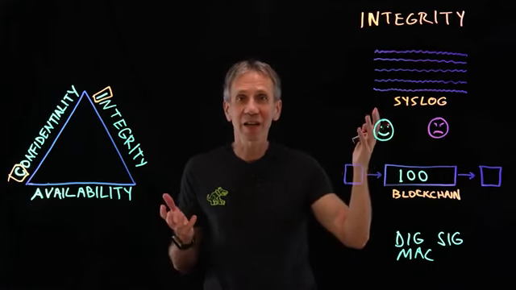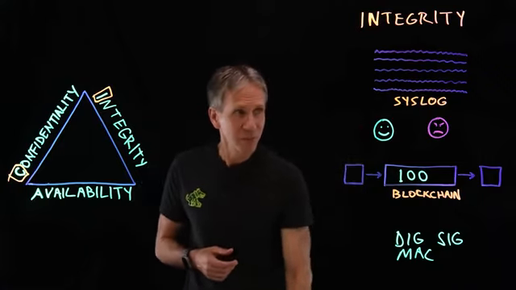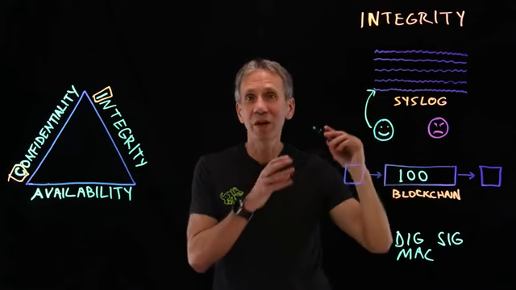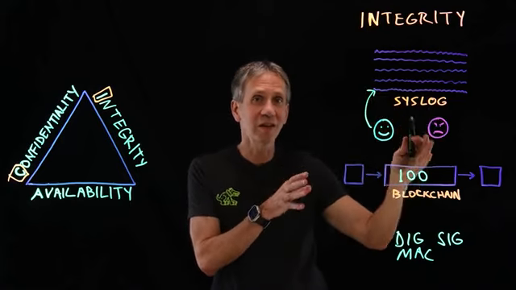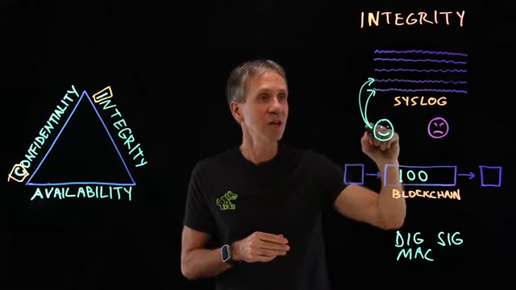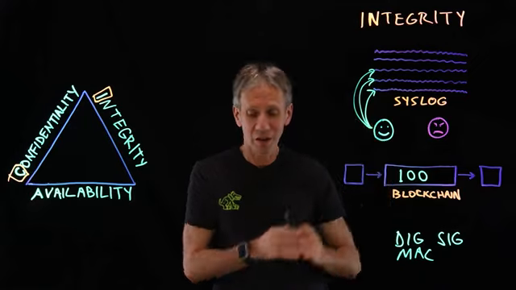So let's take a look at a couple of examples of this. Let's say we've got a good guy here and he goes onto a system and he logs in. Well, we log a record in the syslog to indicate that that occurred. Then he goes and does some transaction and then maybe he logs off. So we're logging those activities as they occur.